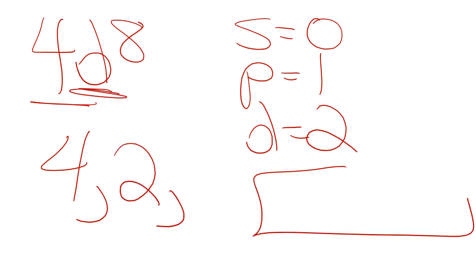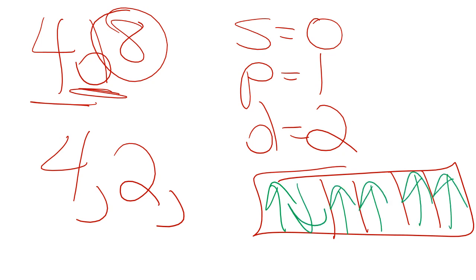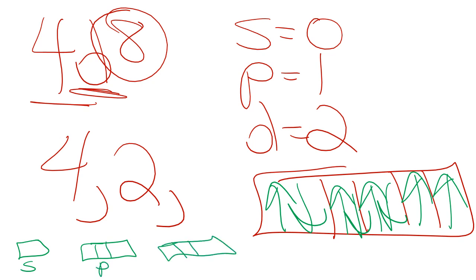Next number: we have 8 electrons, so up, up, up, up, up, 5, 6, 7, 8. Keep in mind, for every d orbital, we draw 5 boxes. For every p orbital, we draw 3. For every s orbital, which we'll do next, is 1 box. So again, every s, 1 box. Every p, 3 boxes. Every d, 5 boxes.